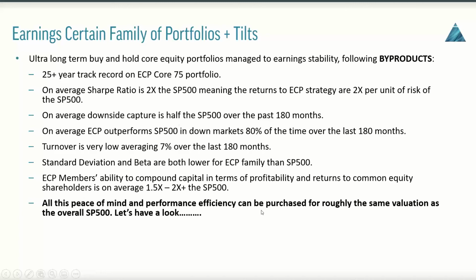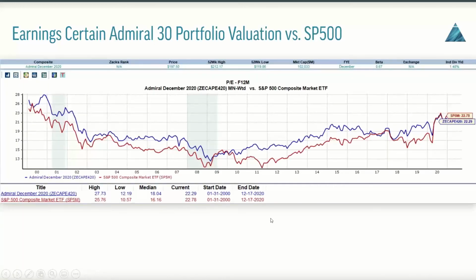So you get all this peace of mind and all this performance efficiency, and it can be purchased for roughly the same valuation as the overall S&P 500. So this is where I scratch my head as I talk with advisors about this. If you were to have to choose between the SPY or the Admiral Portfolio, why would you pay more in terms of valuation for the S&P 500 in terms of a forward PE multiple, when you can actually invest in the Admiral for a lower PE and get all the benefits that you get with this 30 stock portfolio instead of buying into a 500 stock portfolio that has a lot of characteristics associated with it that are just not ideal.